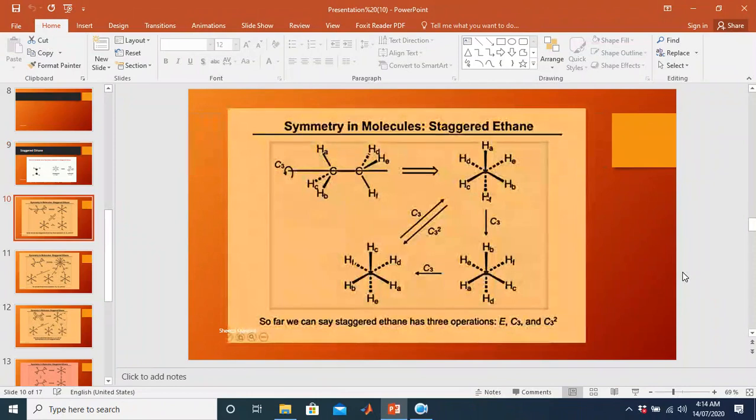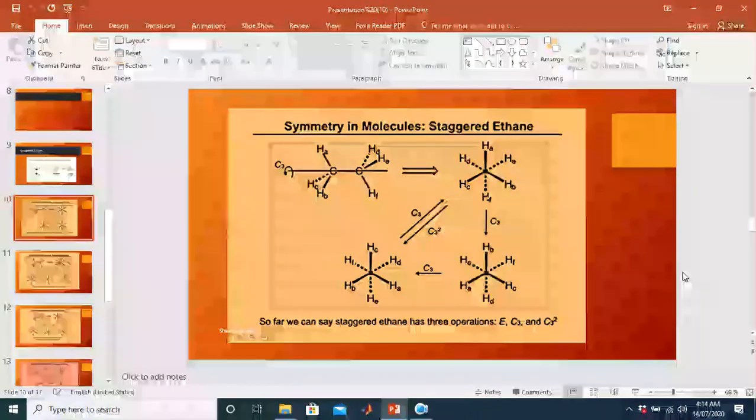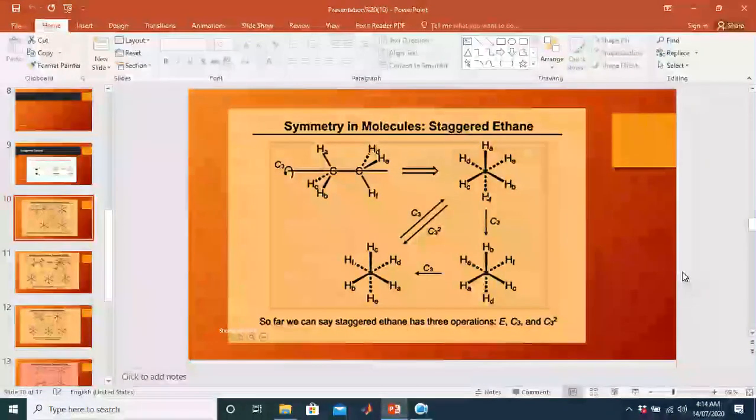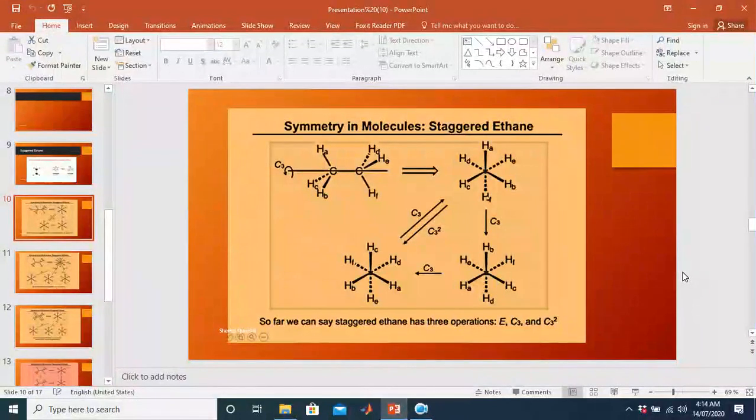Identity is present in the molecule. There is a C3 rotation in staggered ethane. The axis of rotation is the straight line which is passing through the 2 carbon atoms. This is the axis of rotation. Now by applying C3 rotation, we can see that HA is replaced by HB, HE is replaced by HF, and HB is replaced by HC.